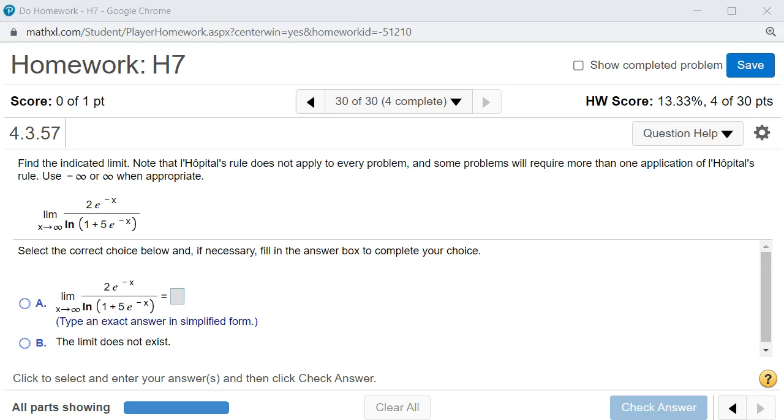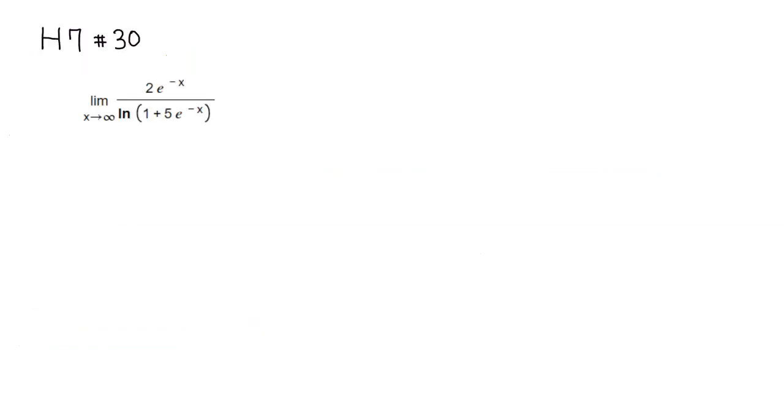All right, let's look at homework 7, problem number 30. Let's evaluate the following limit. First you plug in and see what happens. As x approaches infinity, e to the negative infinity approaches 0, so the numerator is going to approach 0.